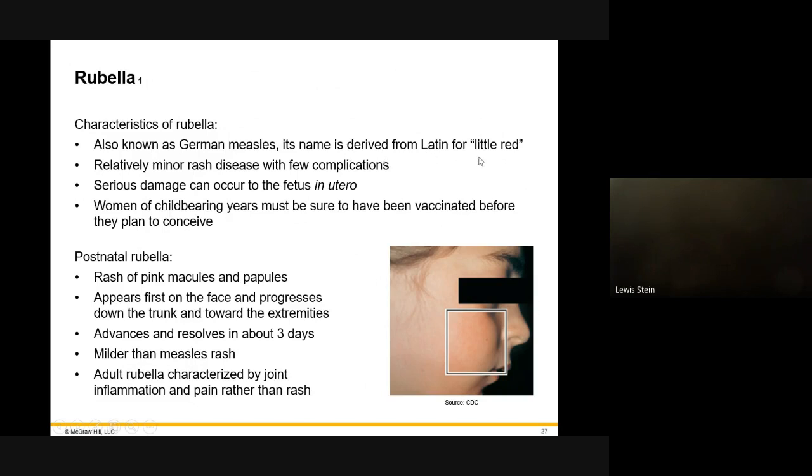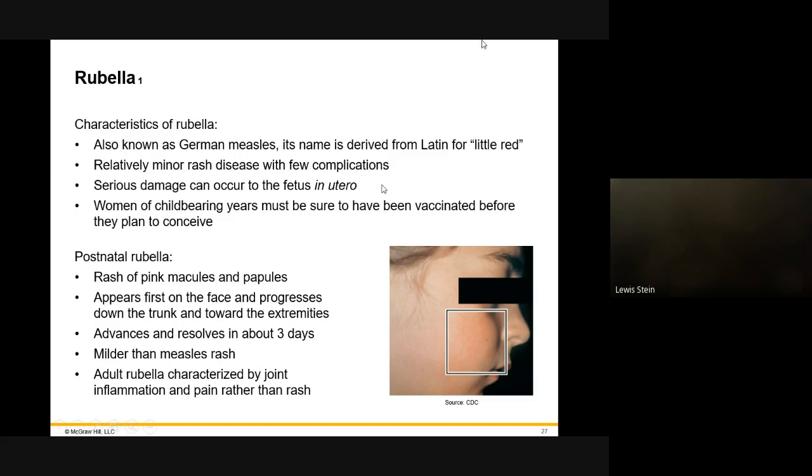Name derived from Latin for just slightly red, comparatively minor. You wouldn't even know you were sick. 101, 102 fever. I can still to this day feel the preauricular nodes that are back here behind your ear being all swollen and painful.